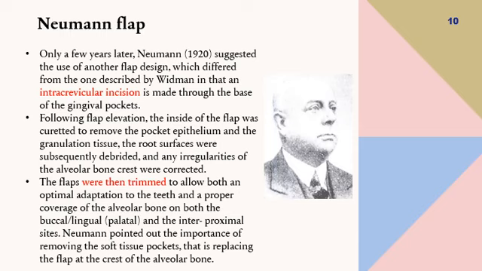Also, the granulation tissue is removed. The root surfaces are carefully debrided, and the irregularities of the alveolar bone crest are corrected as in the original Widman flap. Finally, the flaps are trimmed for an optimal adaptation. So the only difference is that the incision used in the Neumann flap is an intracrevicular or a sulcular incision.